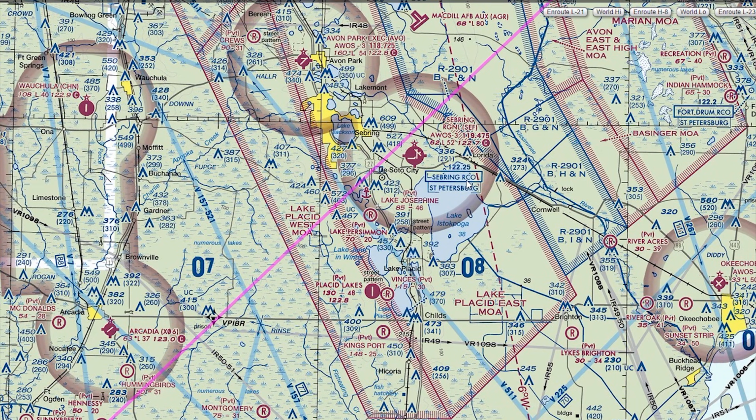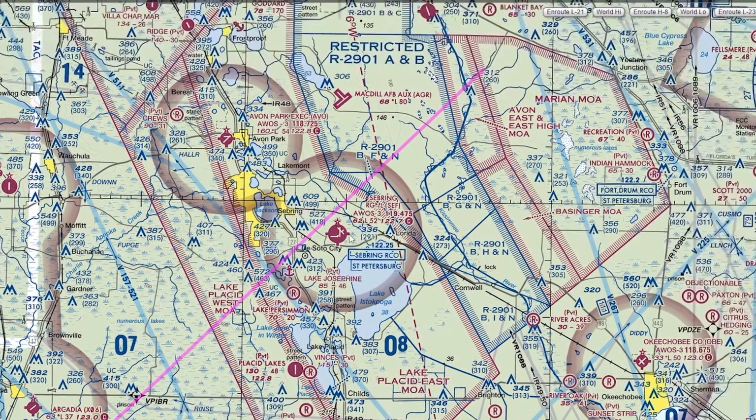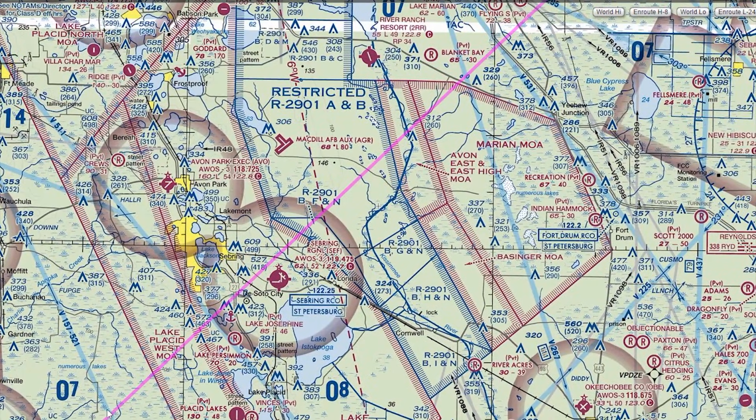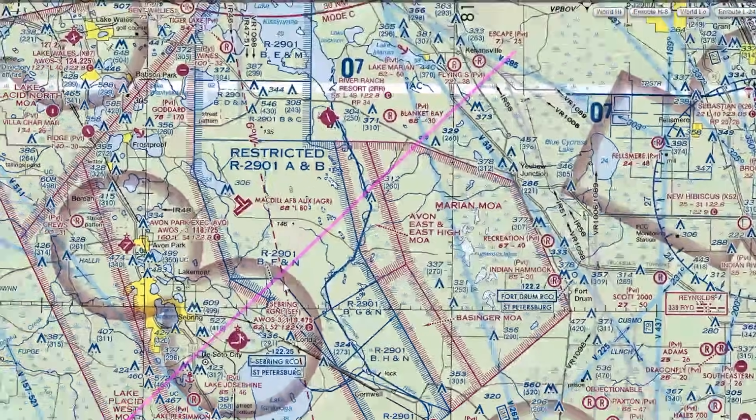We can look here, and it looks like Sebring has an RCO, or Remote Communications Outlet, for St. Pete Flight Service, St. Petersburg Radio, on 122.25. So we can go ahead and call them up before we get there, make sure that the MOA is cold. Not that we need to make sure it's cold to go through it, but we don't really want to fly through a hot one. We want to make sure that it's cold, although we could go through it anyways.